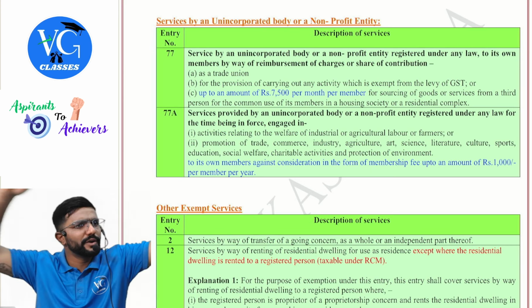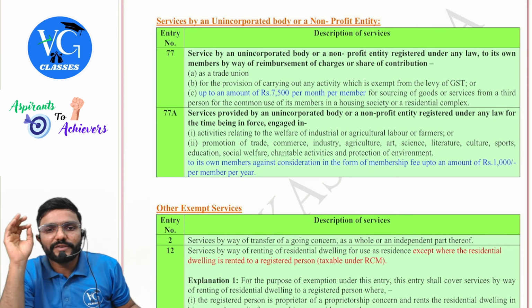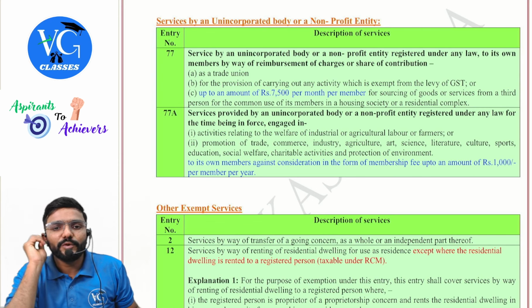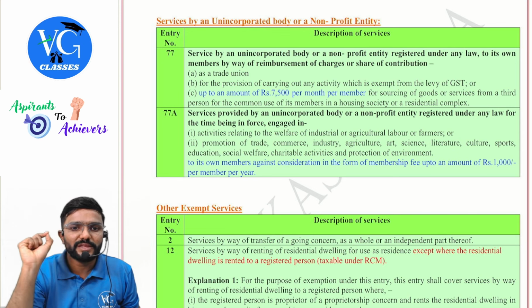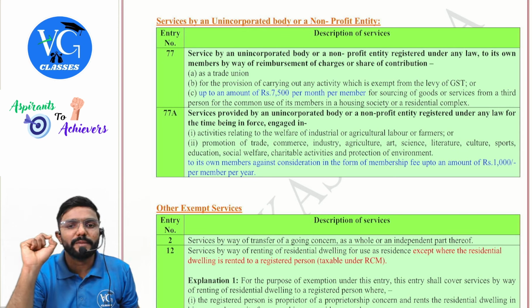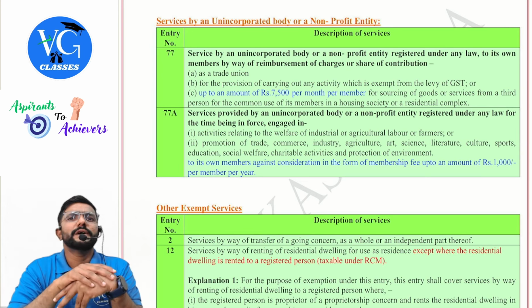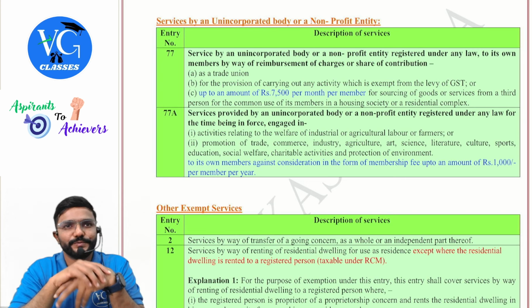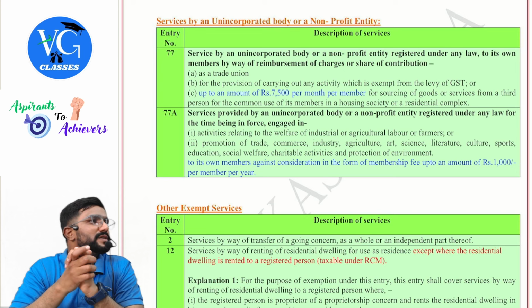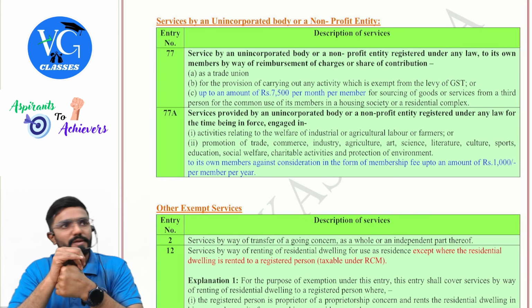Trade union is a union of whom? Employees, to protect the interest of employees, or for the provision of carrying out any activity which is exempt from the levy of GST, or up to an amount of 7,500 per month per member for sourcing of goods or services from a third person for the common use for its members in a housing society or residential complex. Especially this is prevalent in apartments or complex guys, flats. They charge something called maintenance. If the monthly maintenance is up to 7,500 it is not taxable, if it is more than that, taxable per member per house.